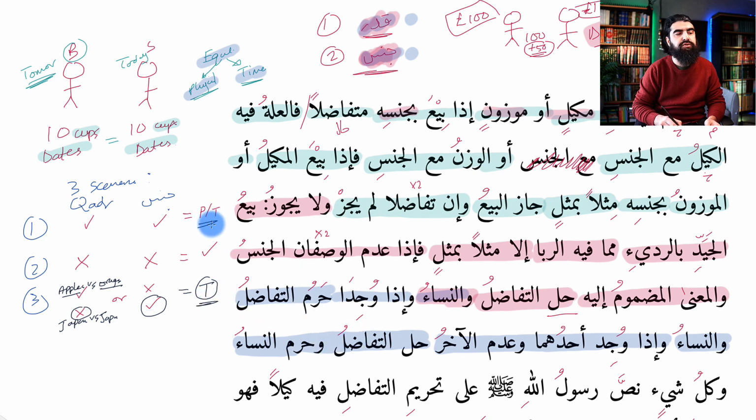That's fine. So you can have fluctuation in that, but you have to give it at the same time. Okay, so that's the three scenarios. The first one is that physically they have to be the same and time-wise the same. And the second one is none have to be the same. And the third one is only time has to be the same, right? They have to hand it over in the same gathering.